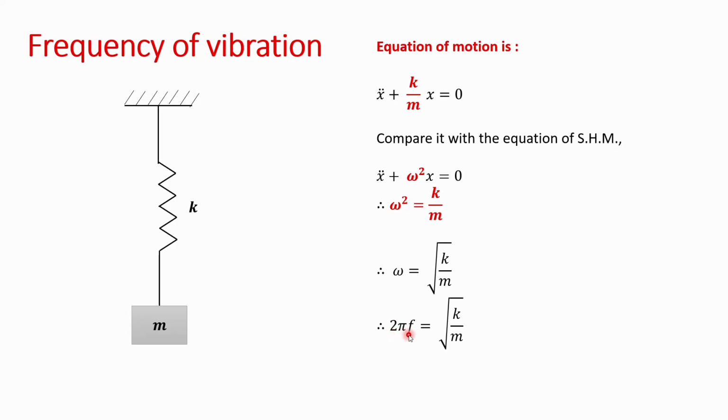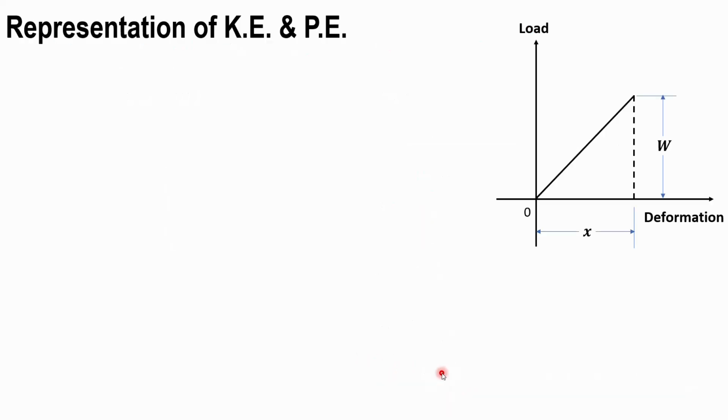Frequency is nothing but the number of cycles completed in 1 second. So frequency will be equal to 1 upon 2 pi square root of k by m, cycles per second or oscillations per second, also known as hertz. So this is the derivation which we have already seen. Now we have to represent the kinetic energy and potential energy.